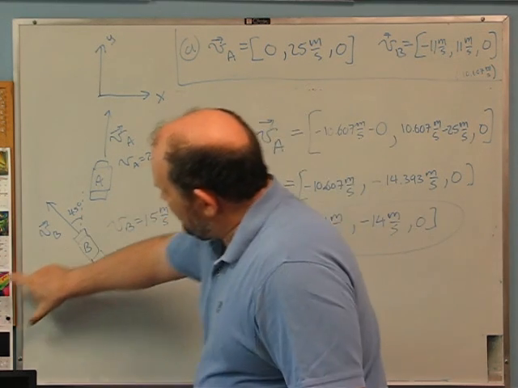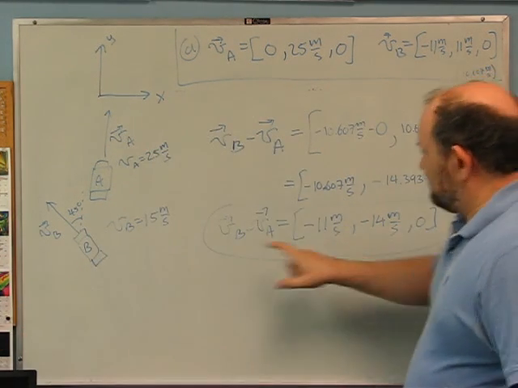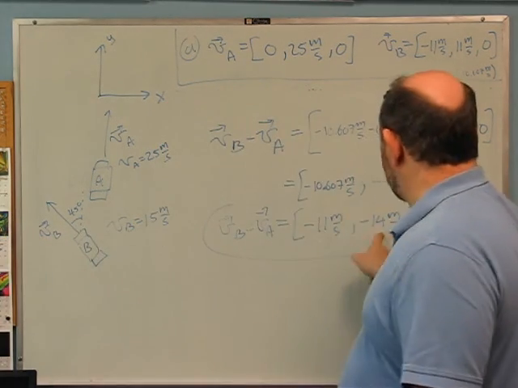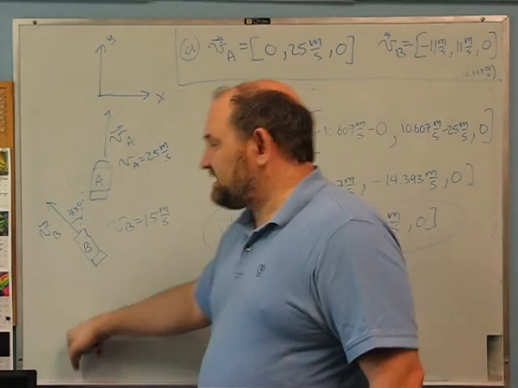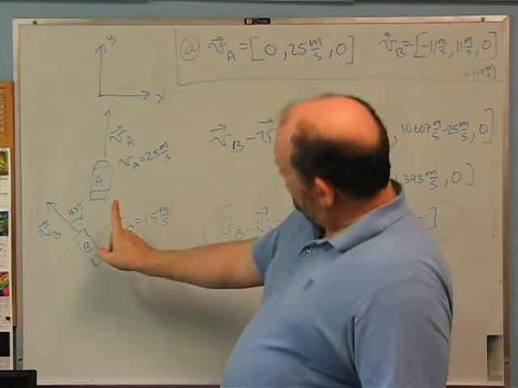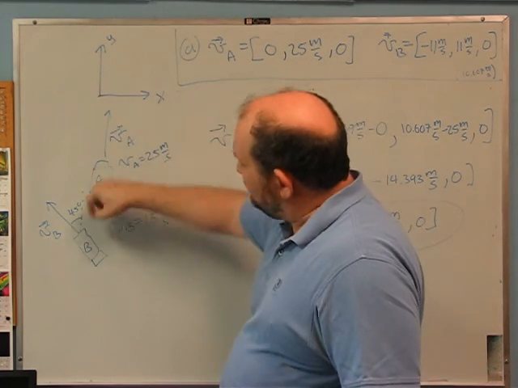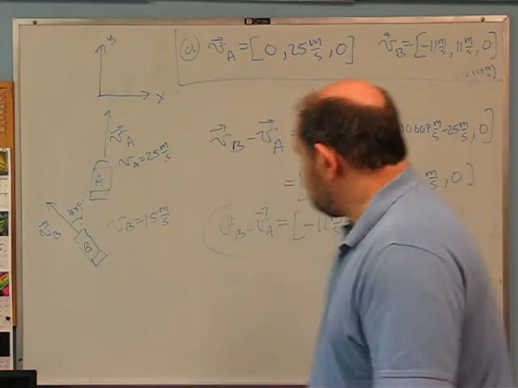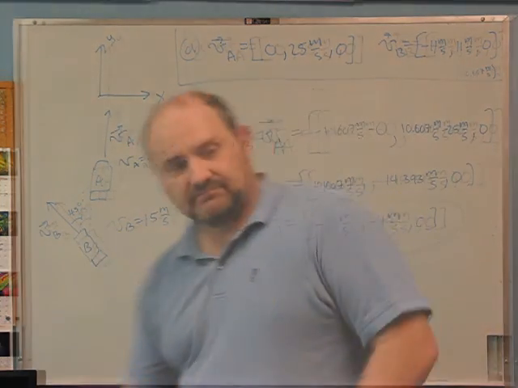Car B is moving that way, right? It's got a negative 11 in this direction. Well, no surprise it's moving that way because car B is moving that way, but it's also moving that way because not only is car A faster than car B, it's also got all of its velocity oriented that way. So car B is sort of falling behind car A as time goes on. All right, so that's part B.